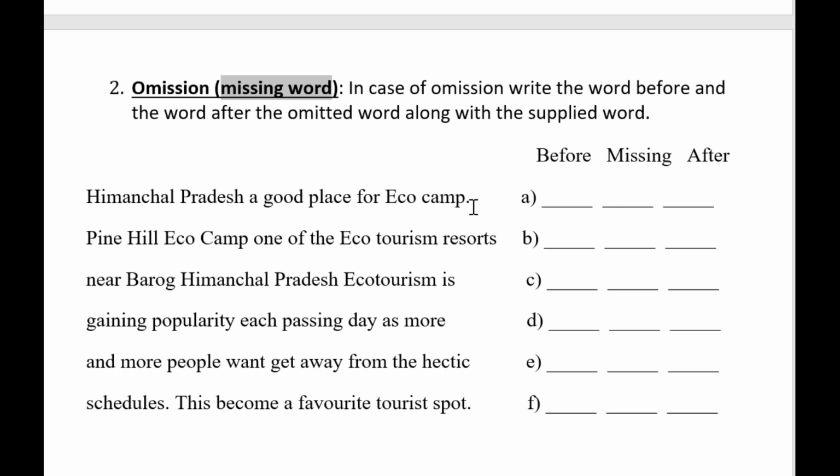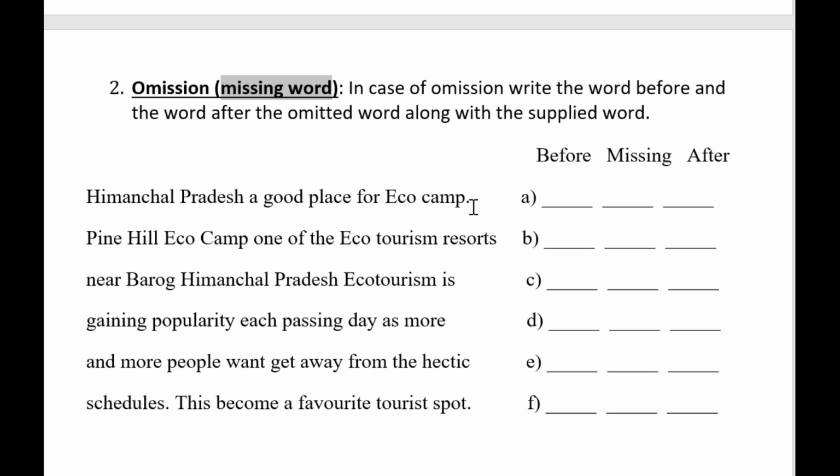Pine Hill Eco Camp, one of the eco-tourism resorts near Barog, Himachal Pradesh. Eco-tourism is gaining popularity each passing day as more and more people want to get away from the hectic schedules. This become a favorite tourist spot.